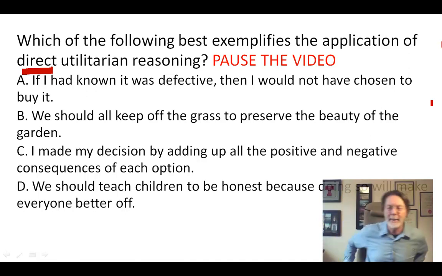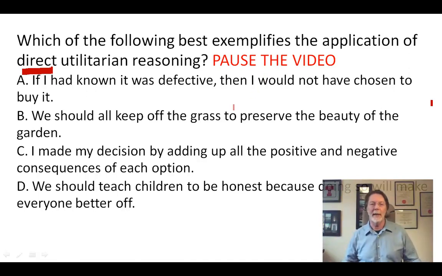Well, welcome back. Let's see. You've seen some of these before, but let's work our way through them. We're looking for direct utilitarian reasoning. If I had known it was defective, then I would not have chosen to buy it. Well, we've looked at that. That is the informed preference sort of reasoning, and I guess it's direct, but it's not straightforward. Talking about how to maximize aggregate utility. We should all keep off the grass to preserve the beauty of the garden.